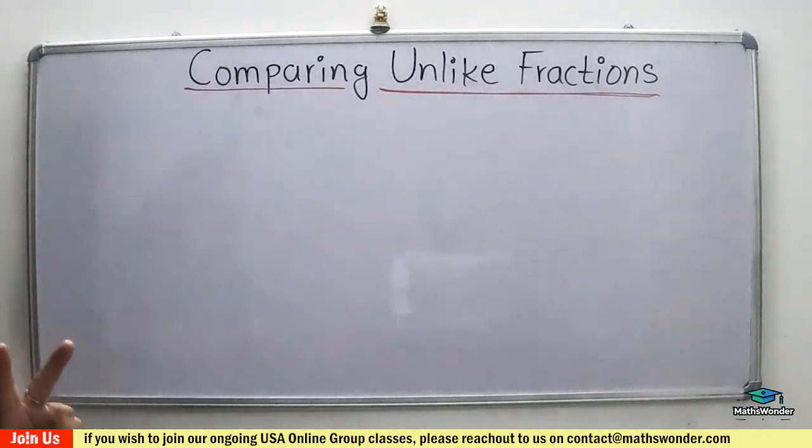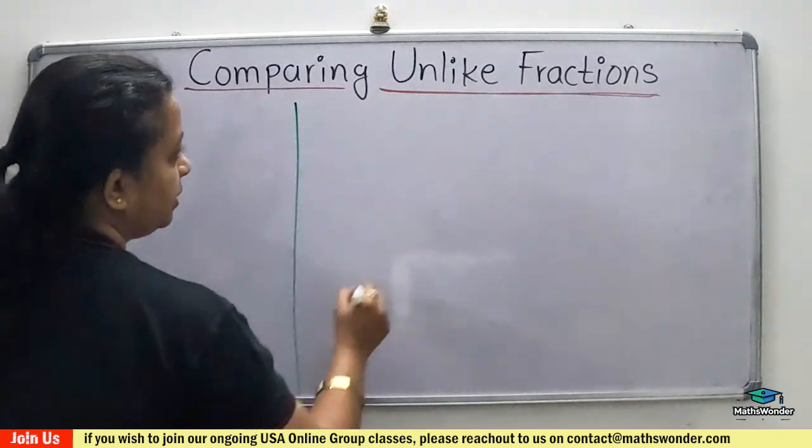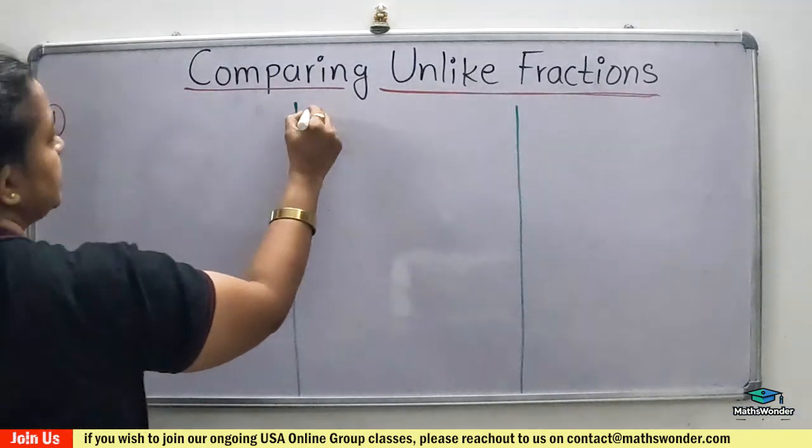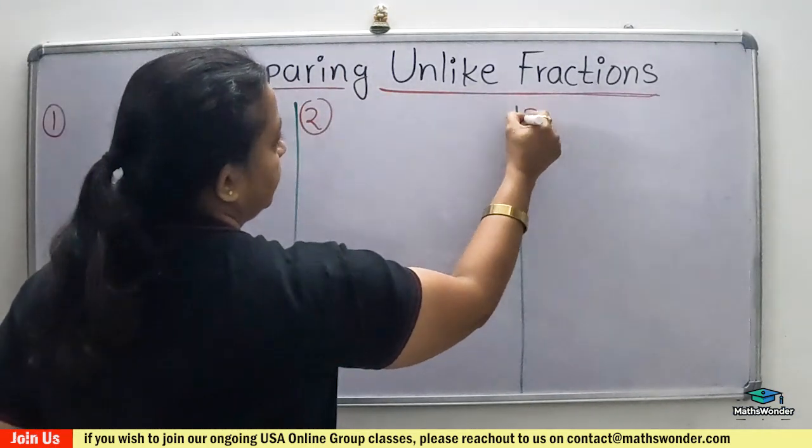First we compare two unlike fractions. We will compare unlike fractions with the cross multiplication method. There are three ways, and I will explain all three.